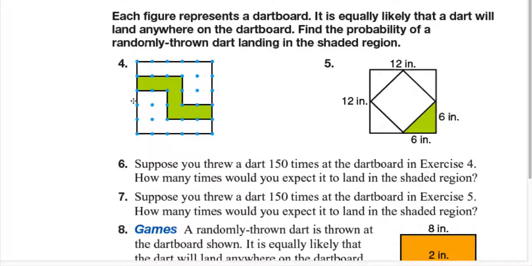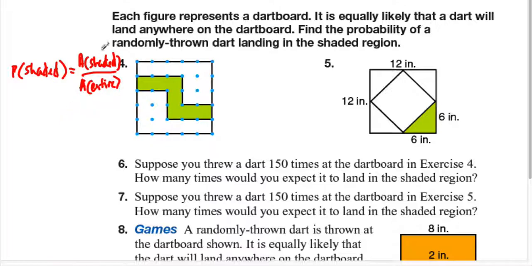Let's take a look at this as guided practice if you want to follow along. Each figure represents a dartboard. It is equally likely that a dart will land anywhere on the dartboard. Find the probability of randomly throwing a dart and landing on the shaded region. So number 4 is what we talked about. The formula would be the probability of it landing in the shaded region will be equal to the area of the shaded region over the area of the entire target.